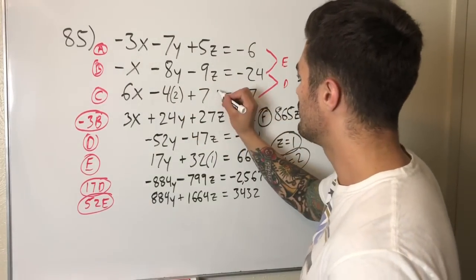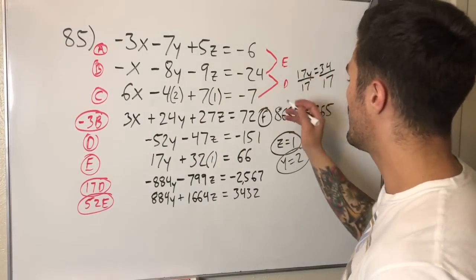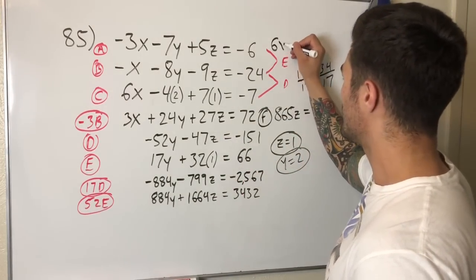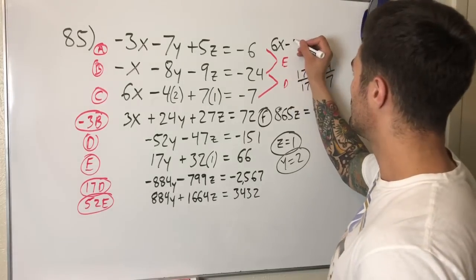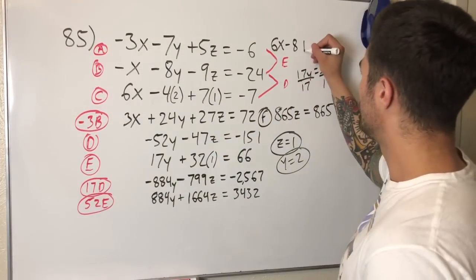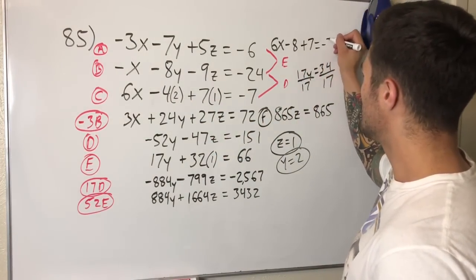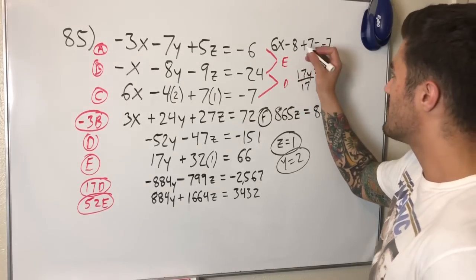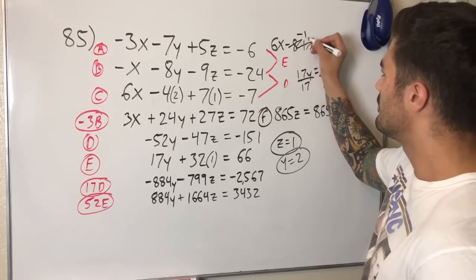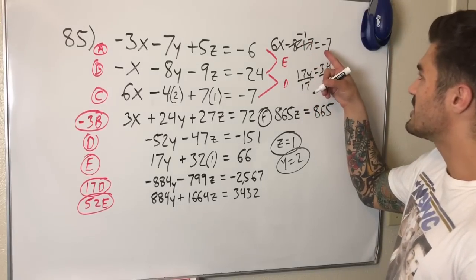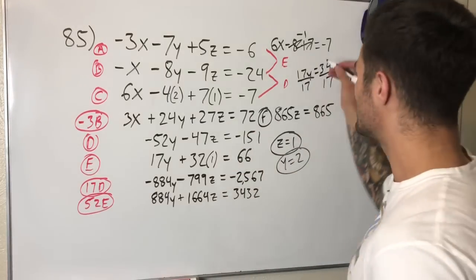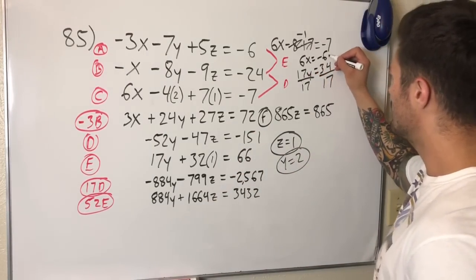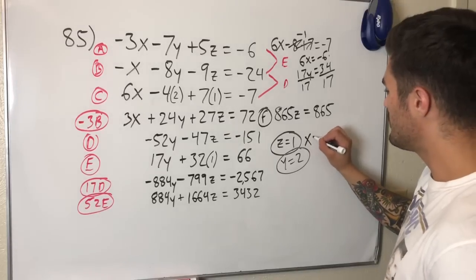This z is 1. So now I have, let's see, where do I have room for this? Maybe up here, can y'all see up here? 6x minus 8 plus 7 equals negative 7. So let's see, minus 8 plus 7, that's minus 1, right? And if I add 1 to both sides, I get 6x equals negative 6. X is going to equal negative 1. 6x equals negative 6. X equals negative 1. Hopefully y'all followed me on that.